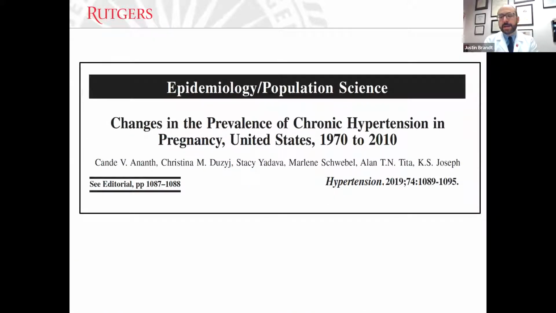So let's take a look at the epidemiology of chronic hypertension in the United States. We're going to start with a study published by my research mentor, Dr. Nanth. It was published in Hypertension in 2019, and it looked at the prevalence and trends of chronic hypertension in the United States from 1970 to 2010.